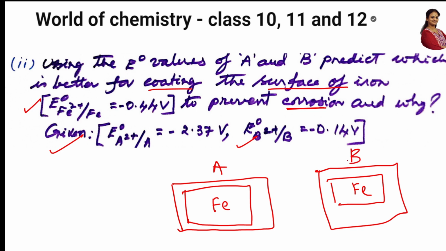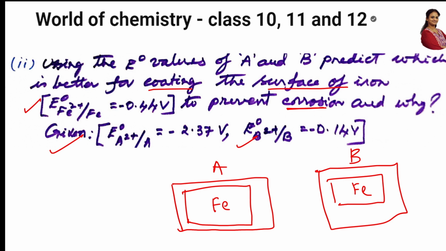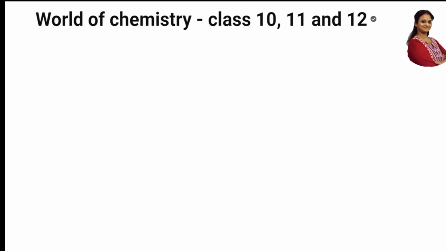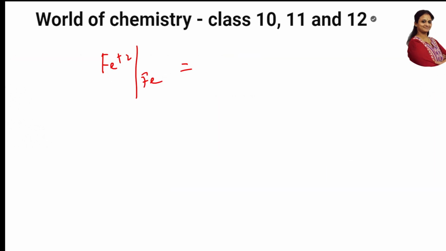Now let us write the values. For the first element, this iron, how much is the reduction potential? For iron, Fe plus 2 by Fe, how much is it? 0.44.